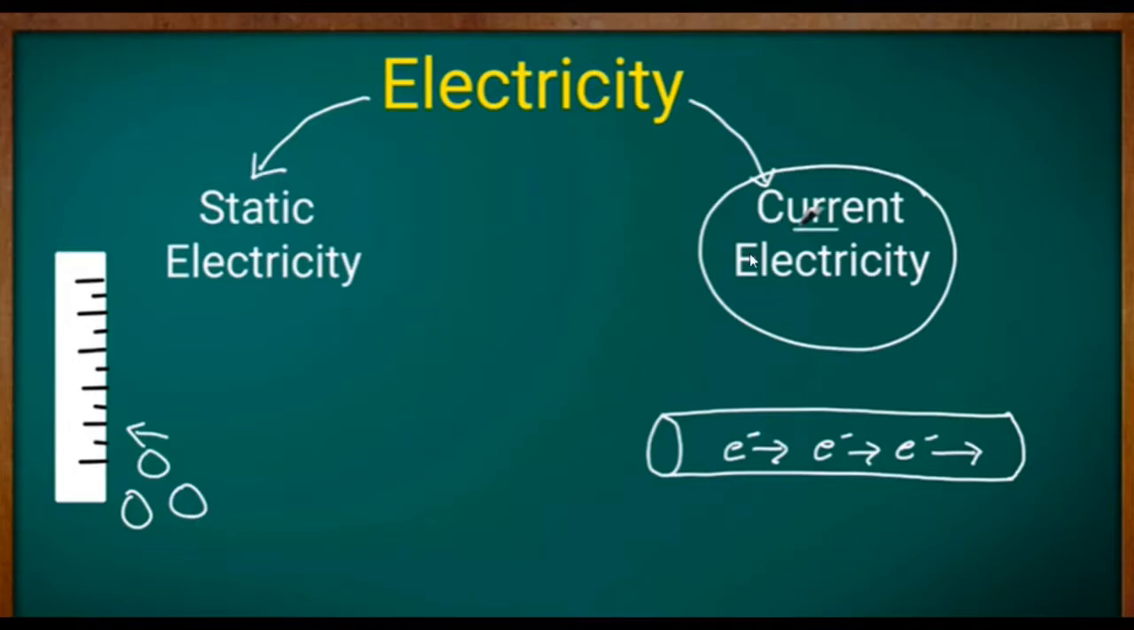Okay. And what happens in current electricity? Electric charges are in motion, and because of that they produce an electric current. So the electricity which we use in our homes is current electricity, because in that, electrons or charges are in motion. And we are going to discuss current electricity here. So in this chapter, we'll discuss only current electricity in detail. So when we talk of electricity in these discussions, it will actually mean current electricity.